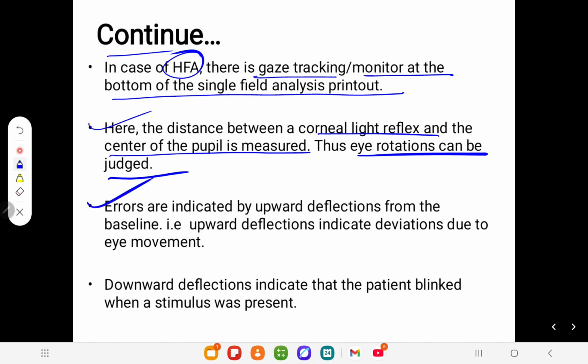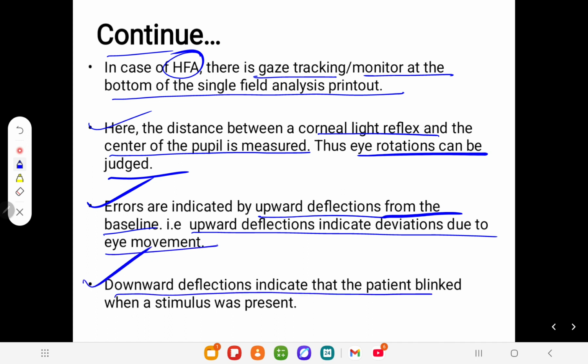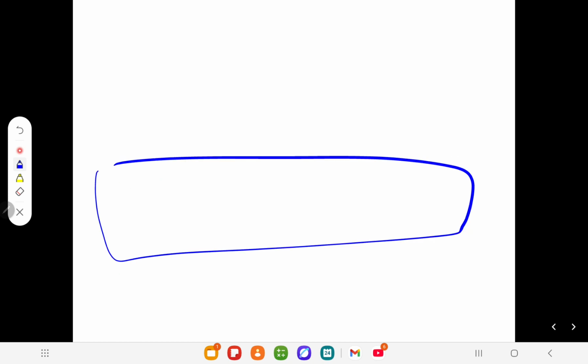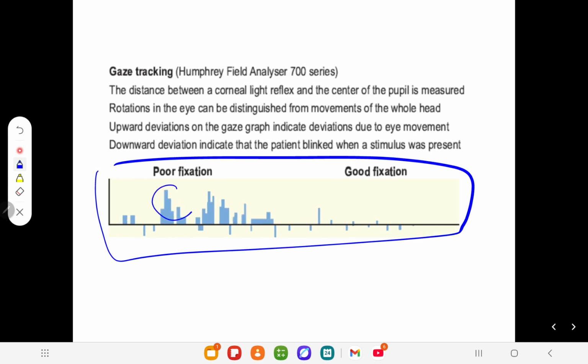The errors are indicated by upward deflection from the baseline. So upward deflection indicates deviation due to eye movement. Then what is downward deflection? Downward deflection indicates the patient blinked when the stimulus was presented. In this picture, upward deflection means the distance from the corneal light reflex to the pupil center is more, so the eye is deviated. But this below means you blinked whenever the stimulus was presented. That's a blink. It's very important to see the fixation gaze and understand what happens there.